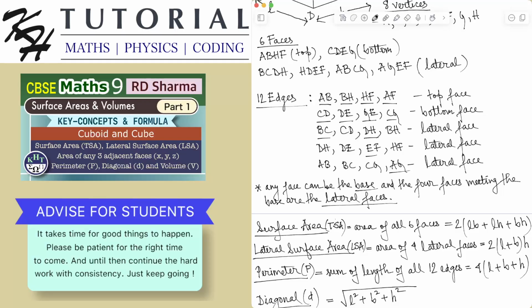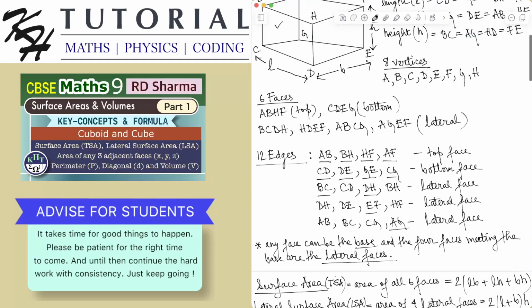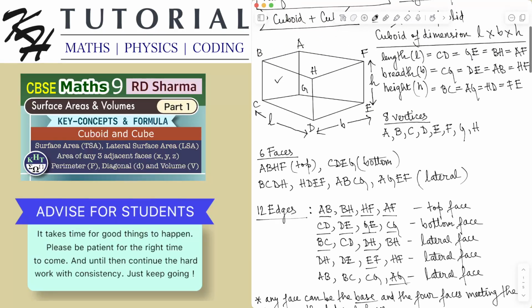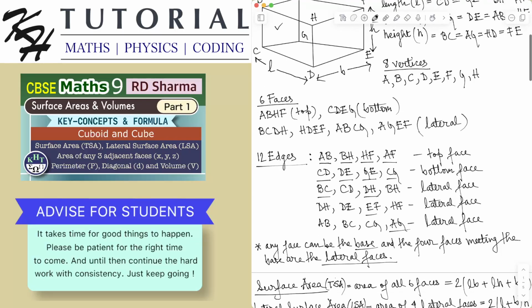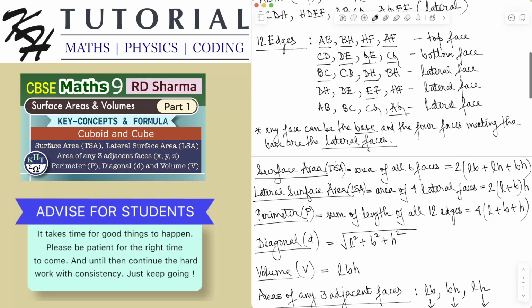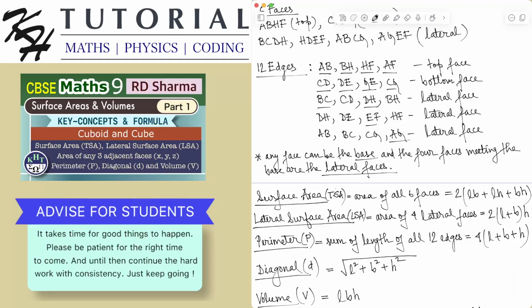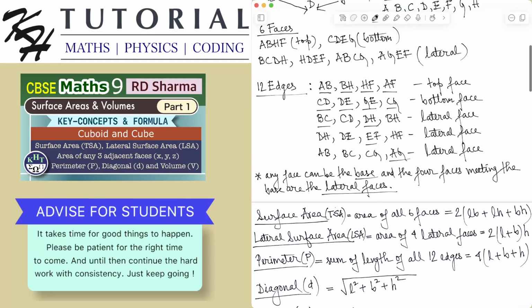If you consider in general the top and bottom faces as the base, then the other remaining four faces are the lateral faces. So the lateral surface area, which is denoted by LSA, is the area of the four lateral faces, whose formula is 2 into (L plus B) into H.